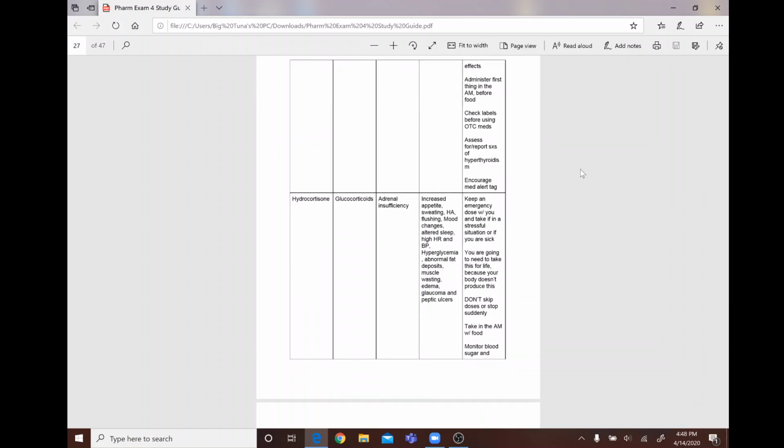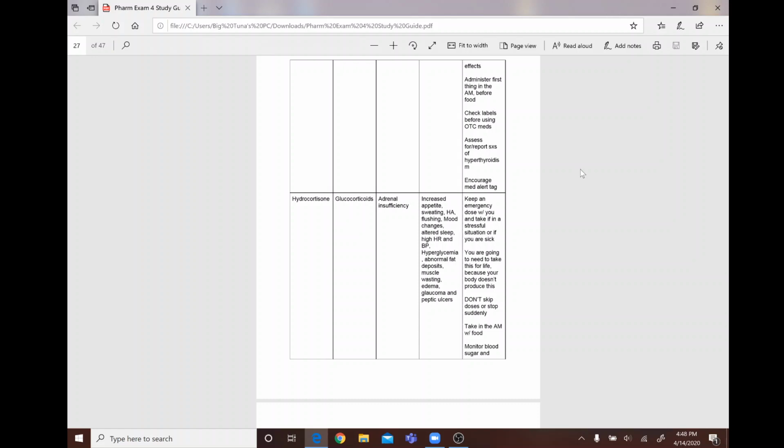Hydrocortisone is a glucocorticoid. It's used for adrenal insufficiency, but it can cause increased appetite, sweating, headache, flushing, mood changes, altered sleep, high heart rate, high blood pressure, hyperglycemia, abnormal fat deposits, muscle wasting, edema, glaucoma, and peptic ulcers.